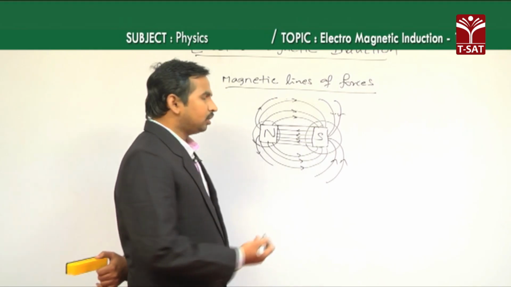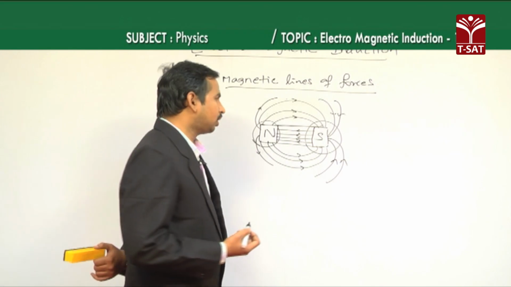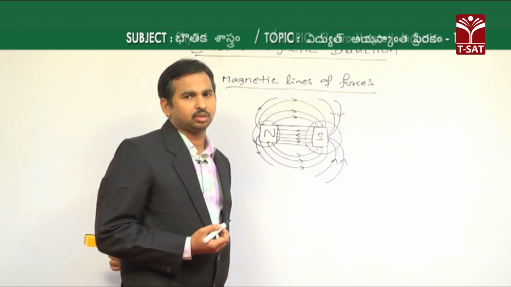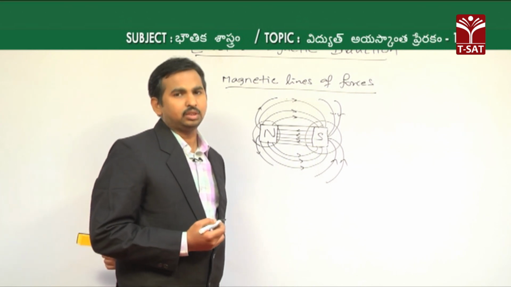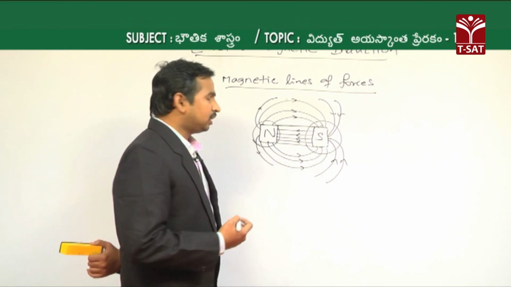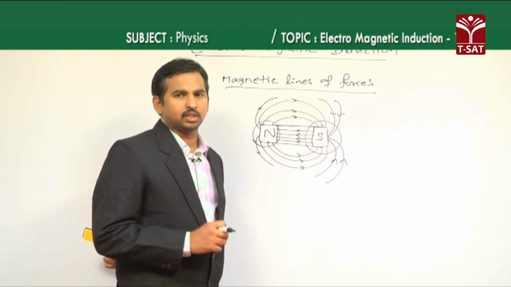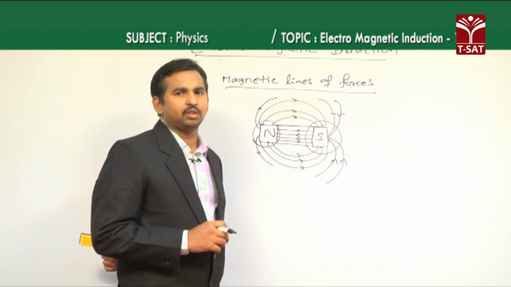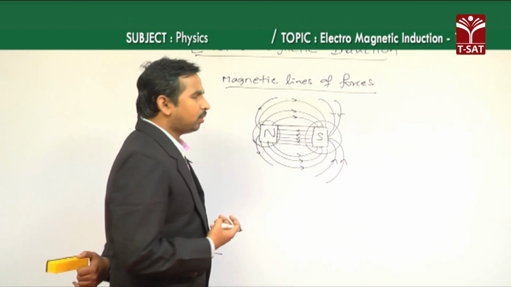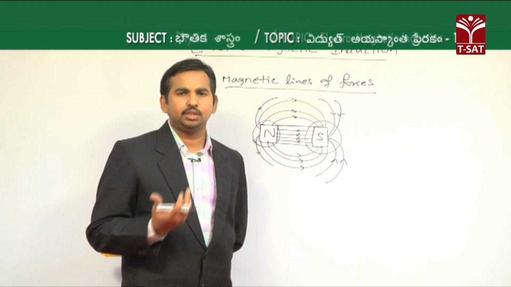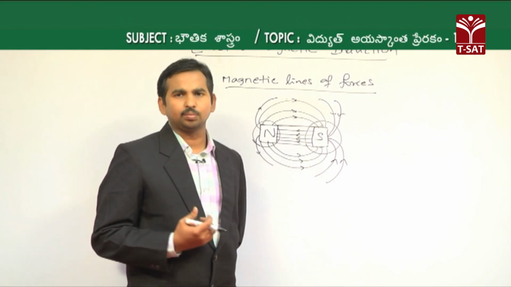And not only that, you already know that these are closed curves, starting from the north pole and ending back onto the north pole here, and all are going parallel to each other. Also, the point where more lines are present has more magnetic field strength, which means that the number of magnetic lines of force is directly proportional to the magnetic field strength at that particular point.